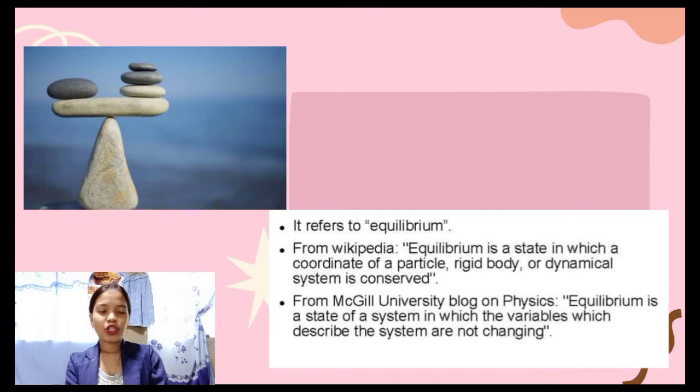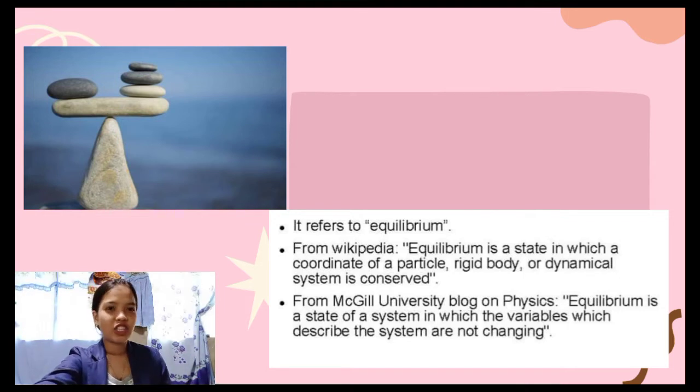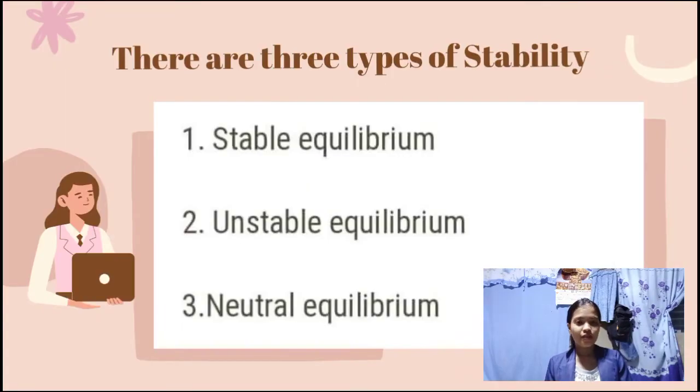Another definition of stability refers to equilibrium. From Wikipedia, equilibrium is a state in which a coordinate of a particle, rigid body, or a dynamical system is conserved. From a McGill University blog, equilibrium is a state of a system in which the variables which describe the system are not changing. So now let's proceed to the next slide.